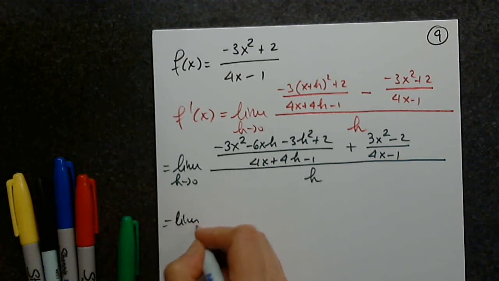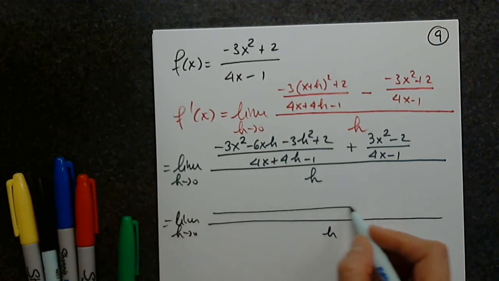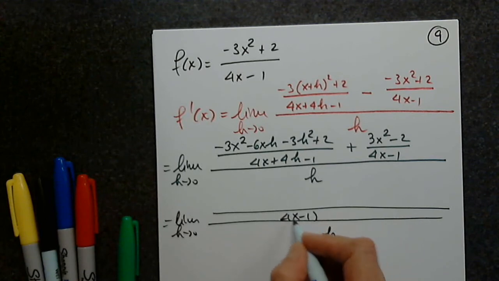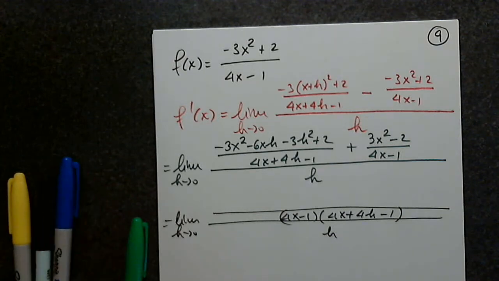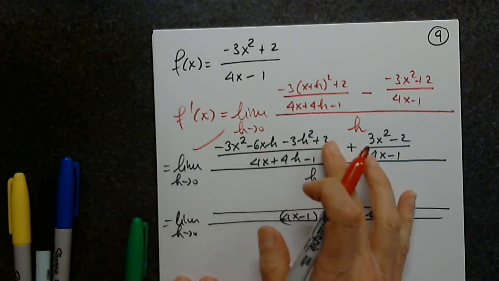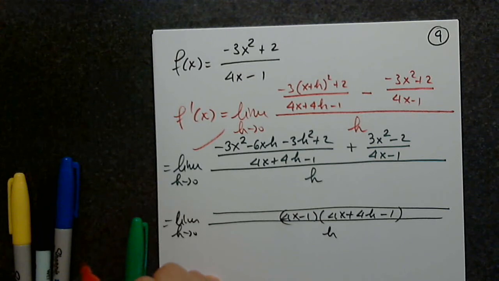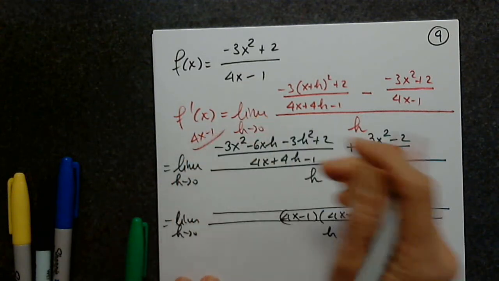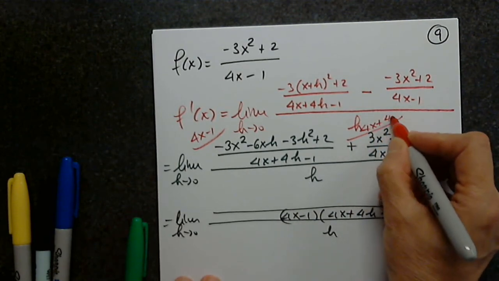So the limit as h approaches 0, what is the least common denominator? 4x minus 1 and 4x plus 4h minus 1. I prefer putting the small one, the binomial, in other words, in front, and then the trinomial, but it doesn't matter, really. And now let's see what we need to multiply these terms by. And what do we multiply these two terms by? 4x plus 4h minus 1.